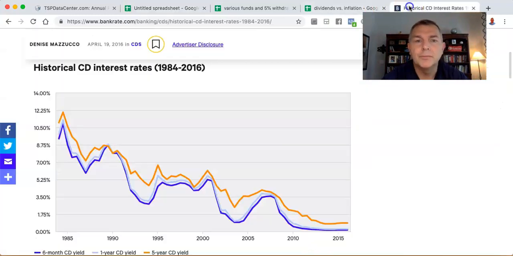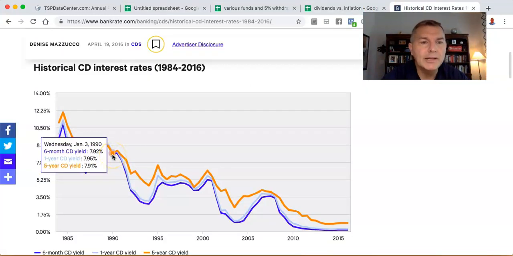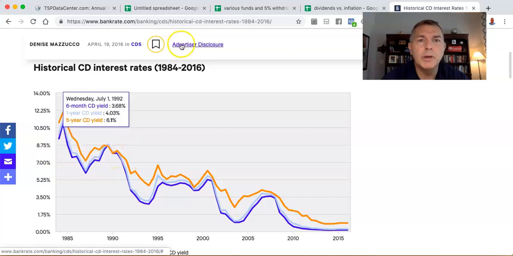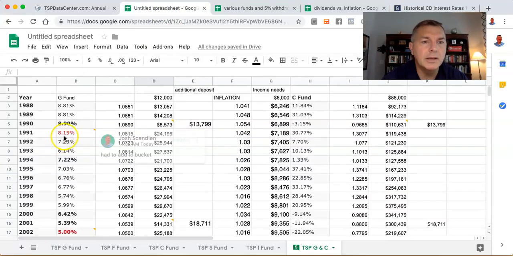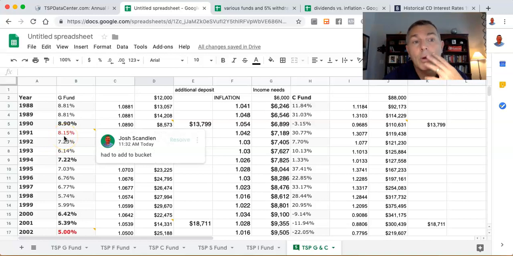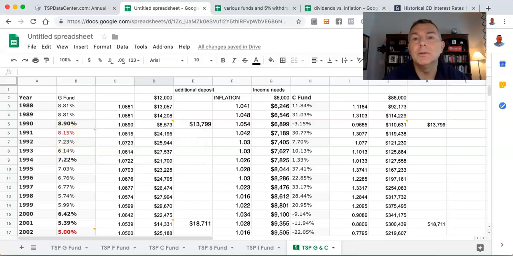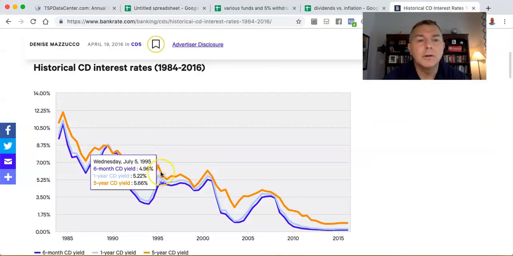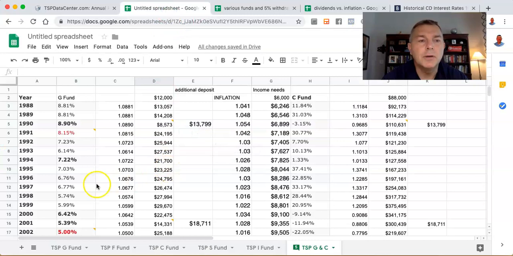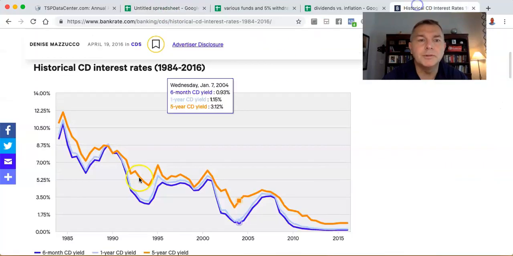Isn't that interesting? Let me just read that again. 1990, 1-year CD was 7.95. In 1990, the G Fund was up 8.1 or 8.9, excuse me. All right, so let's go to 1995. The 1-year CD was paying 5.22. The G Fund, 7.03, so a little bit higher than the 1-year CD.